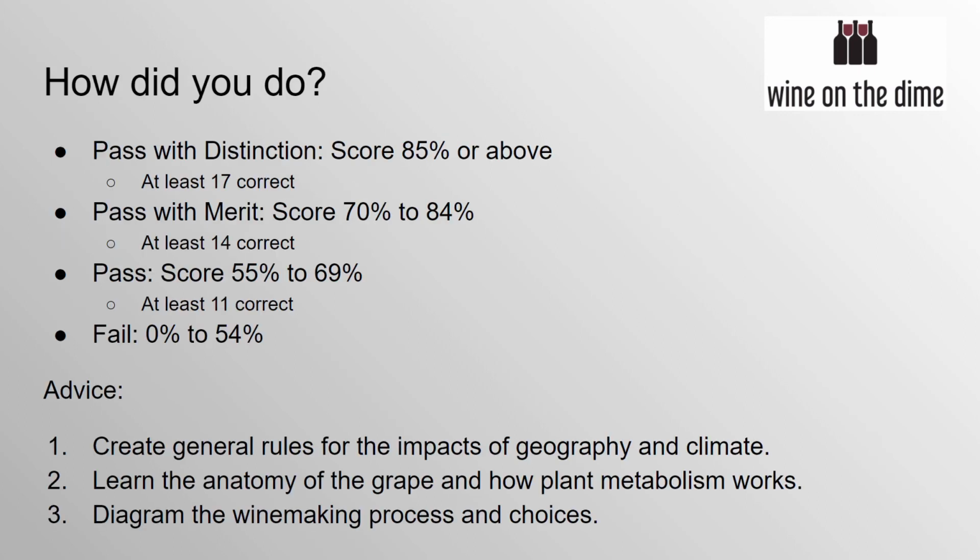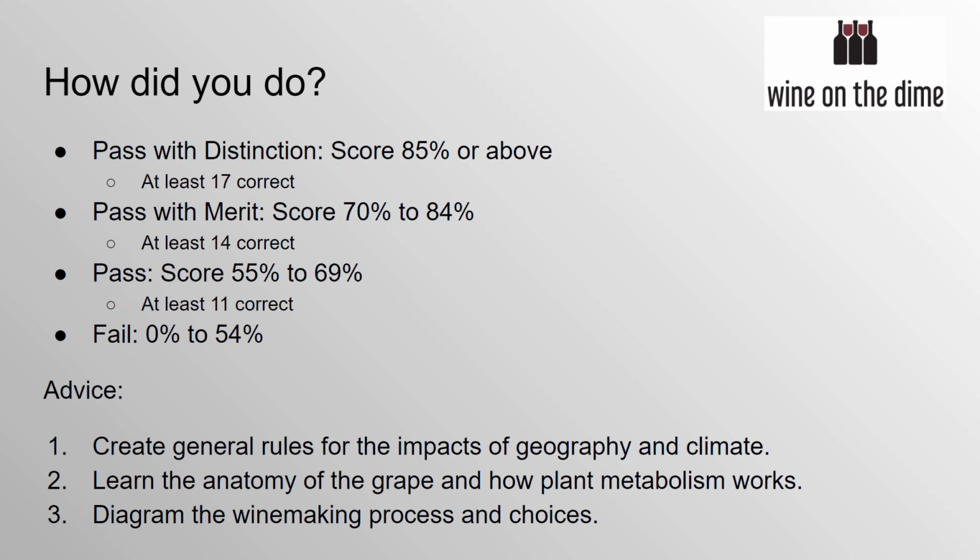All right, so how did you do? If you scored at least 17 correct, you passed with distinction. Good job. At least 14 correct, you passed with merit. At least 11, you just passed. And if you got 10 or less, you probably need to go back and read the chapter and do a little bit more studying.